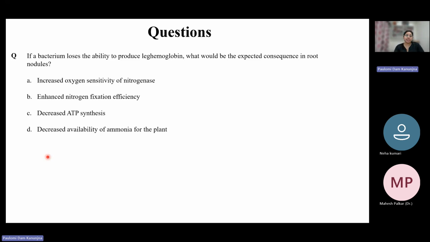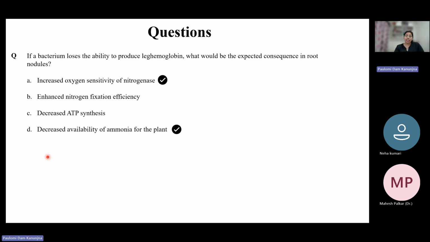While you are looking at the other statements, the correct ones are A and D. The first says increased oxygen sensitivity of nitrogenase. If you remember, leghemoglobin is there for the oxygen sensitivity. Leghemoglobin is a solution to the oxygen sensitivity of the enzymes in the nitrogenase complex. So if your leghemoglobin is not produced, that means oxygen is not bound to the hemoglobin anymore. So oxygen is always available for the nitrogenase to interact with, and it therefore has more sensitivity.